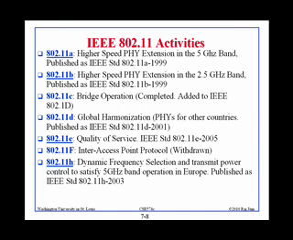11A came out in 99. When it was being developed, it was called higher speed PHY extension in the 5 gigahertz band. 11B is the higher speed PHY extension in the 2.5 gigahertz band. There was something called 11C, which is bridge operation. So how the bridges will operate, and that is now completed and added to 802.1D, which is really the bridge standard. Then 11D is global harmonization, which is the PHYs for some other countries, such as Japan, they might have a different frequency available. 11E is the quality of service.